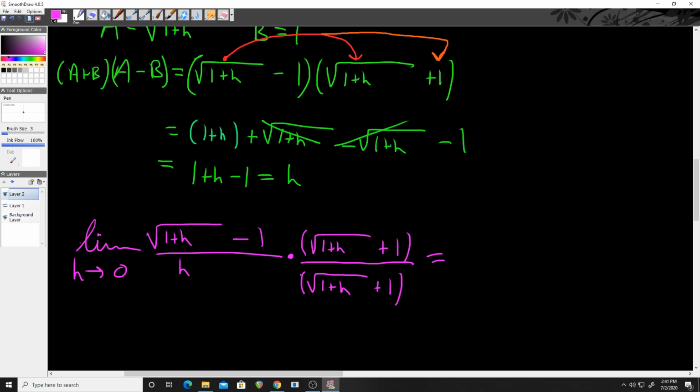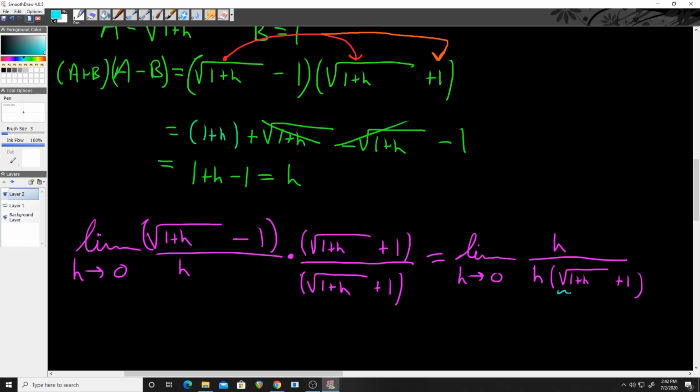Now, we've already done this. We've already done the hard part. We did the square root minus times the square root plus, and we got h. So we know the top here is just going to be h after we simplify everything, as we just did a little bit ago. And the bottom, I'm just going to write like this: h times the square root, and then plus 1. By the way, this is called the real conjugate, just for vocabulary's sake.